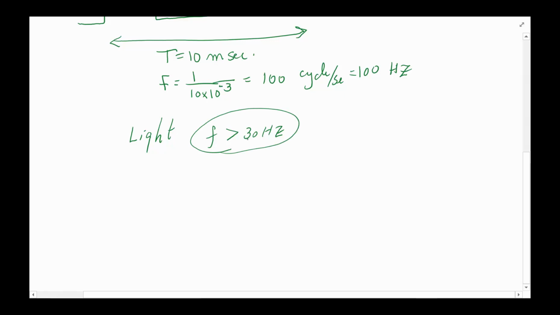We like to keep this around 60, even though 30 works. Anything below 60 might give you a little bit of a headache because your subconscious still sees it, but your conscious doesn't. So usually we keep it around 50, 60 hertz or higher, just for the human eye.